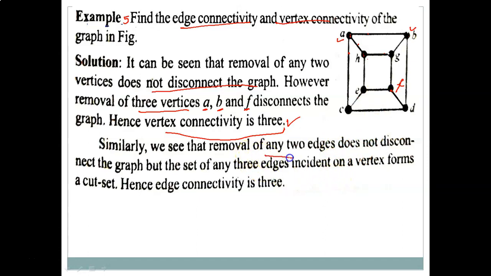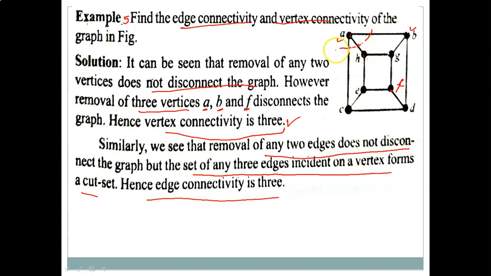Similarly, the removal of any two edges does not disconnect the graph, but a set of any three edges incident on a vertex forms a cut set. Hence, edge connectivity is also 3. Suppose I remove these three edges, this one, and this one, then this vertex will remain isolated and the graph becomes disconnected. So vertex connectivity is also 3.